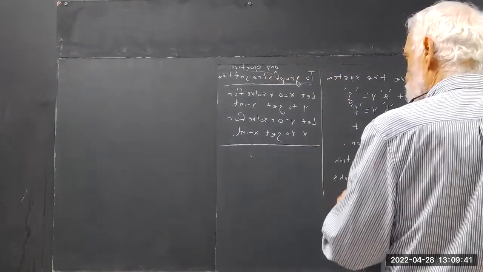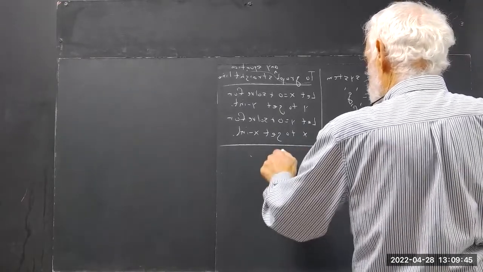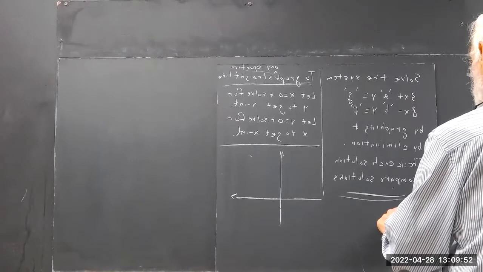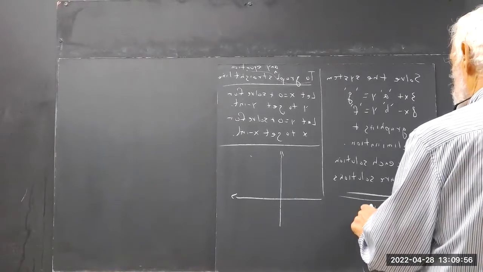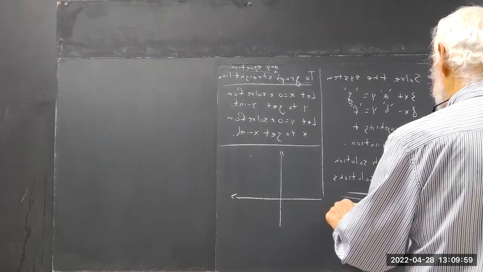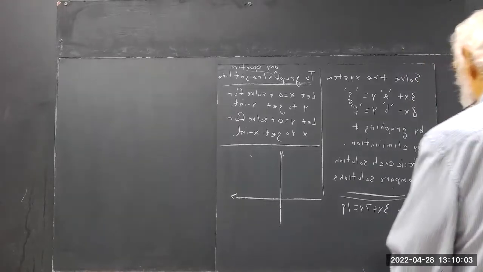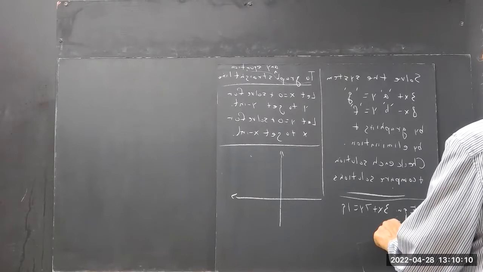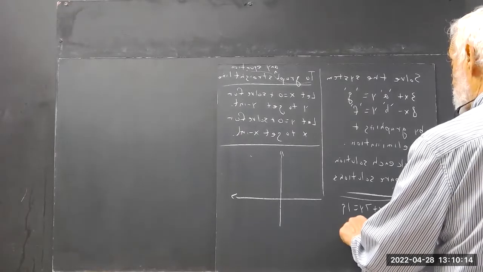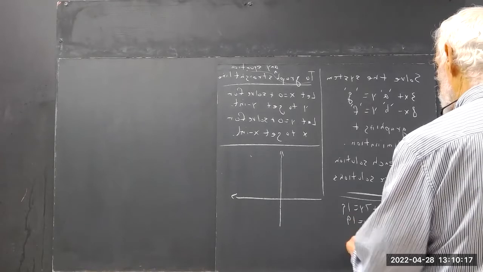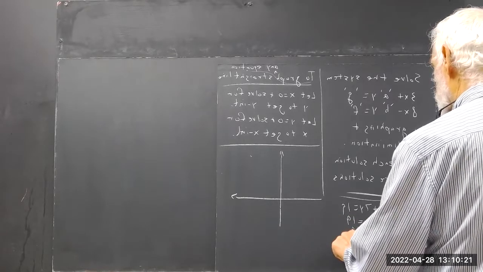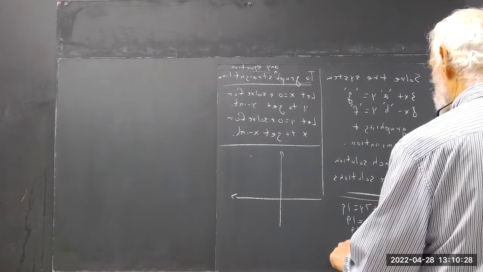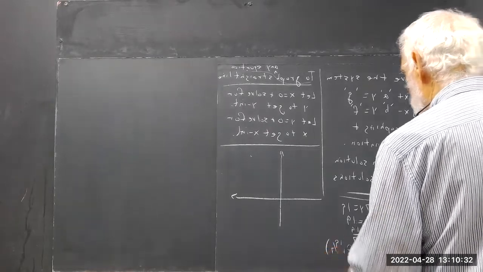So let's do this. Here's the y-axis. Okay, our equation: 3x plus 7y equals 19. x equals 0 gives you 7y equals 19. y equals 19/7. Y-intercept (0, 19/7).